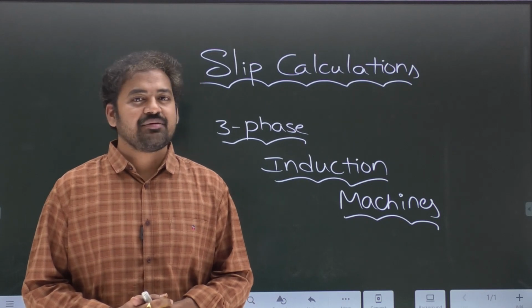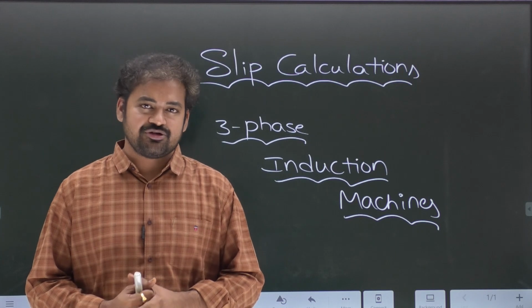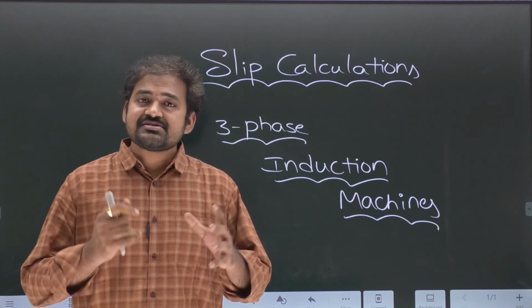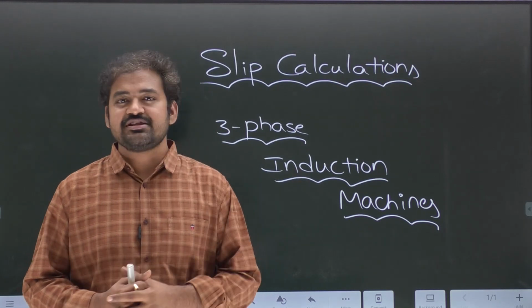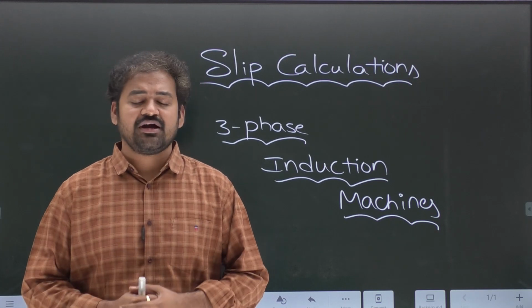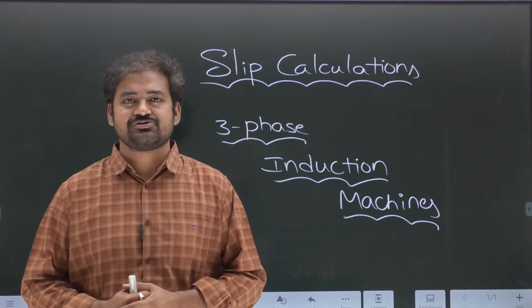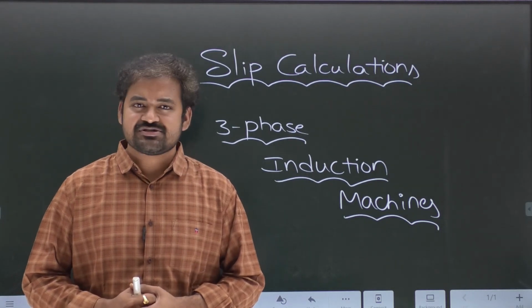Today we will be discussing a concept called slip calculations in three-phase induction motor. You ask any undergraduate student studying electrical engineering about the formula for slip in induction motor, you'll get an immediate reply because it is a very easy formula to remember. Slip S is equal to (Ns minus Nr) by Ns.